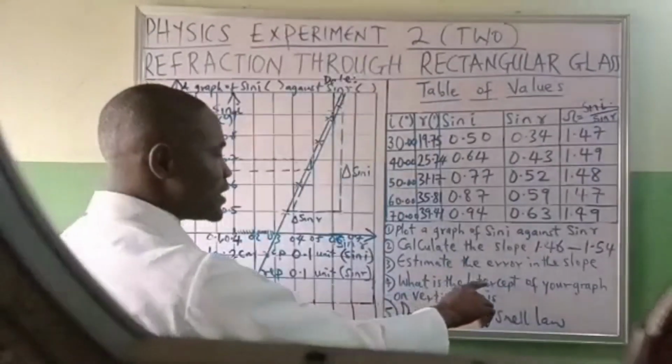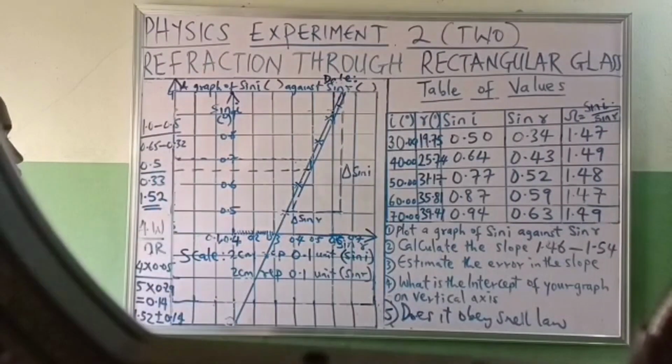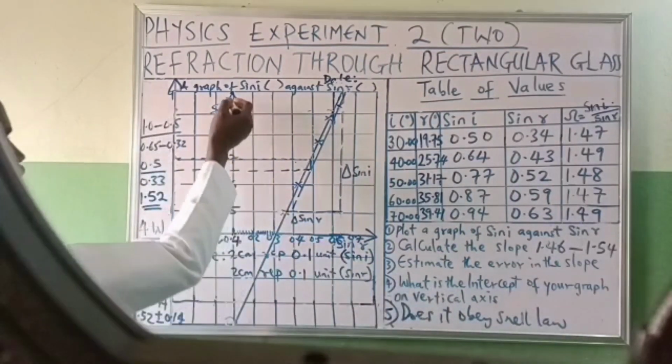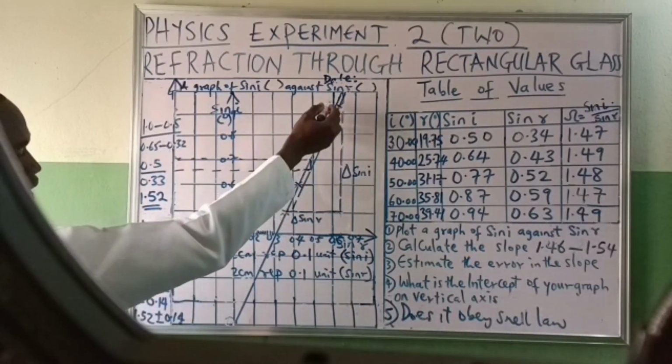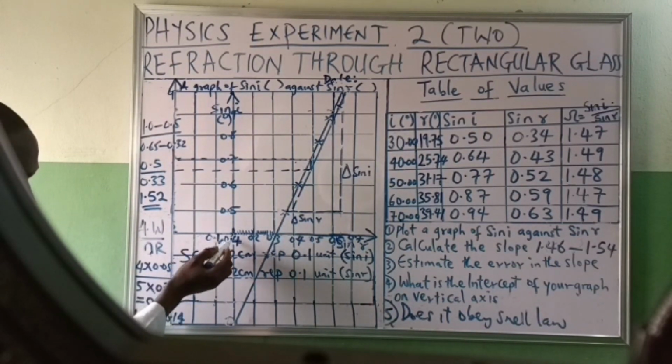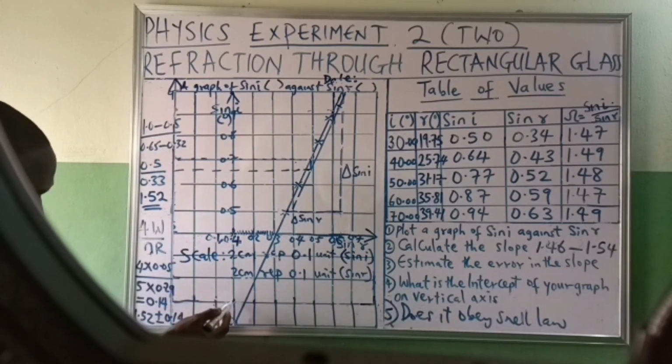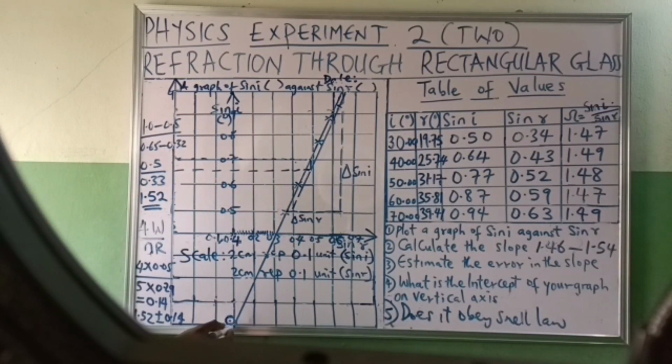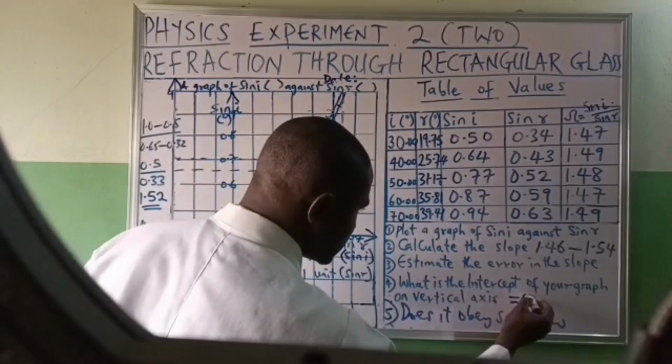Now they say, what is the intercept of your graph? Intercept on the vertical axis. This is your vertical axis. Intercept means where your line of best fit meets the vertical axis. This is 0.5, 0.4, 0.3, 0.2, 0.1, 0. It means it meets it at 0. We say our intercept is 0.